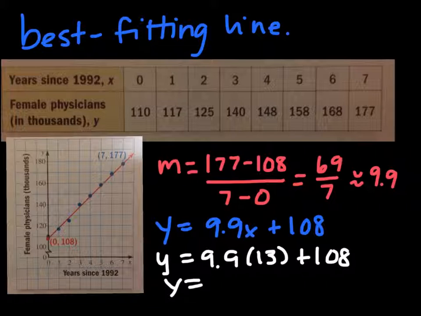My trusty calculator tells me that the answer to this is 236.7. So we're going to have, in 2005, approximately 236,700 female physicians in the United States. Because remember, on our plot, the number of physicians was represented in thousands. Okay, that seems complicated, but it really isn't too tough. You're basically going to make the scatter plot, do your best to draw a line that equally divides the points, and then solve for the slope, find the y-intercept, and write your equation from there.